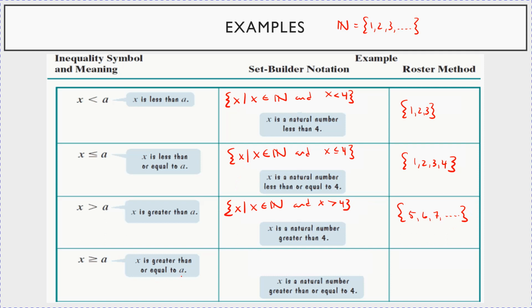It could be greater than or equal to. So x is a natural number greater than or equal to 4. x such that x is an element of the natural numbers and x is greater than or equal to 4. Well, here that would be the numbers, because it's greater than or equal to, 4, 5, 6, 7, and so on.